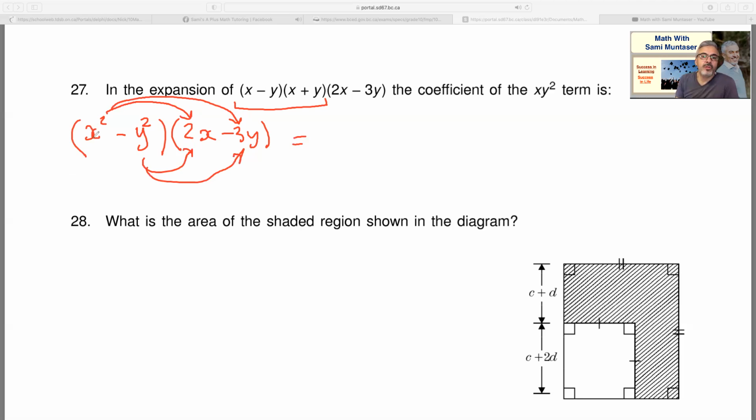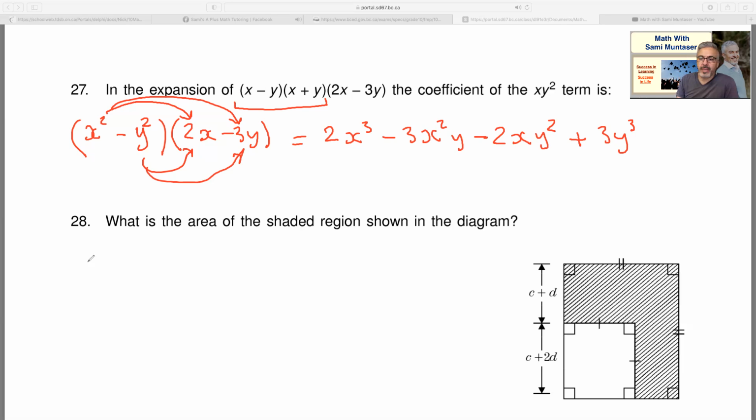Now let's go through it. x squared times 2x is 2x cubed. x squared times negative 3y is negative 3x squared y. Negative y squared times 2x is negative 2xy squared. And then negative y squared times negative 3y is plus 3y cubed. Collect like terms. You don't have any like terms here. This is xy squared and this is x squared y. They're not like terms. So this is your final answer.